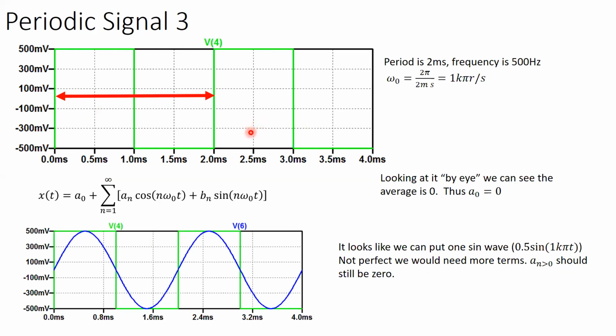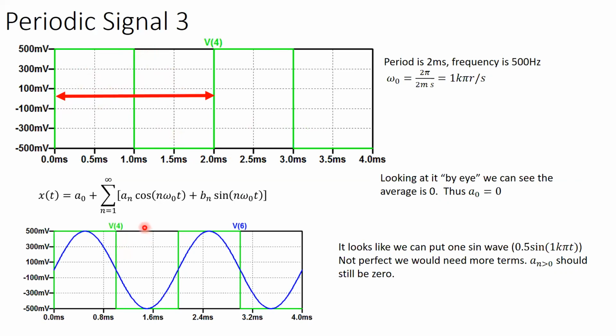Okay. So we have our omega naught of 1 kiloradian per second. We're able to easily see the period. We can easily see that A naught is 0 because it's averaging out, right? And if it was on longer than it was off, A naught would not be 0. So even though it's going plus 500 and minus 500, if the duty cycle wasn't split exactly between the two, A naught would not be 0.